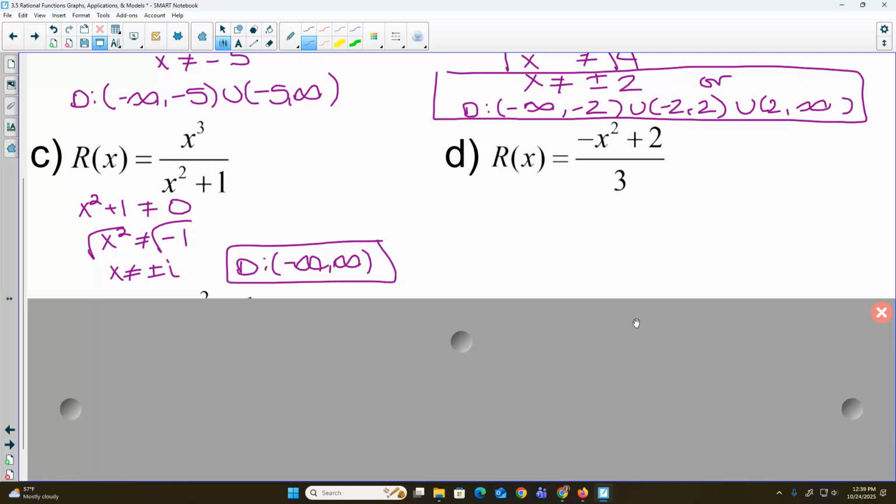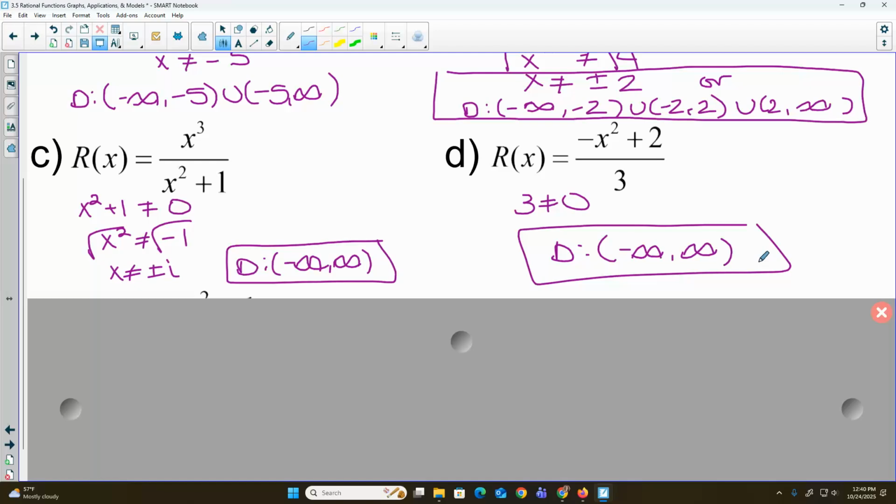On D, we know the denominator can't be 0. So that means 3 can't be 0. Is 3 ever equal to 0? No, so what's my domain? Any issues with domains?